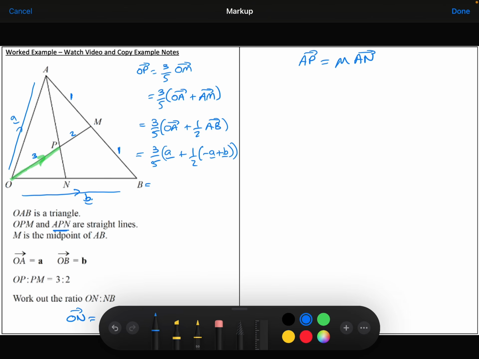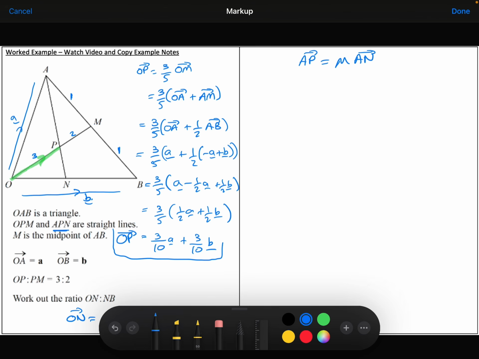Let me just simplify that then. So 3/5 of A minus a half A plus a half B, or 3/5 of half A plus a half B, which is just 3/10 A plus 3/10 B. Let's just remind myself that's OP that I've just worked out here.